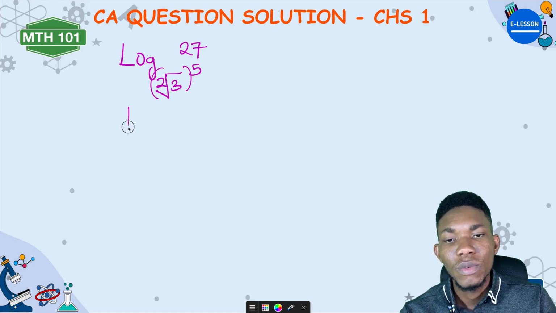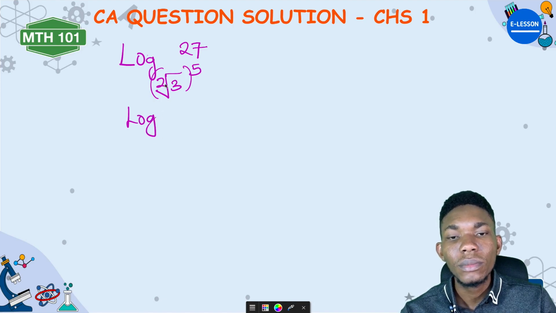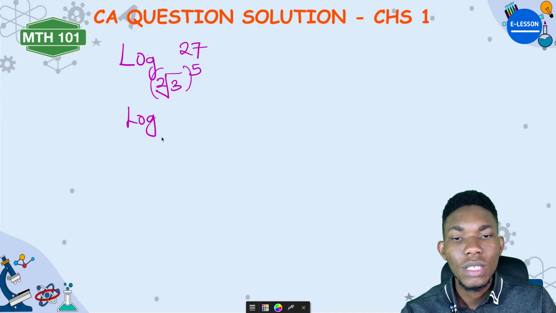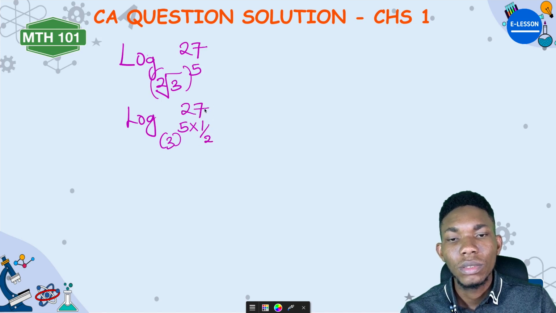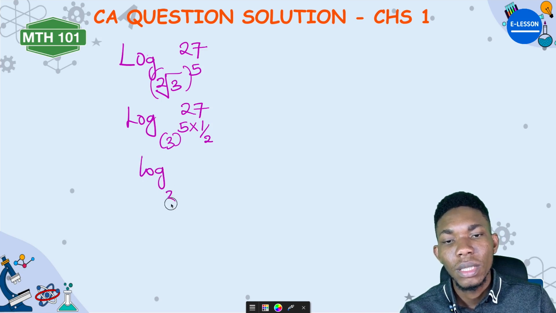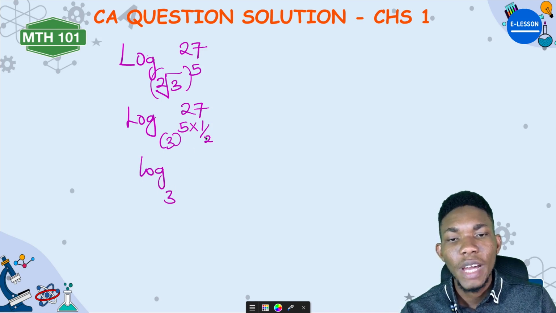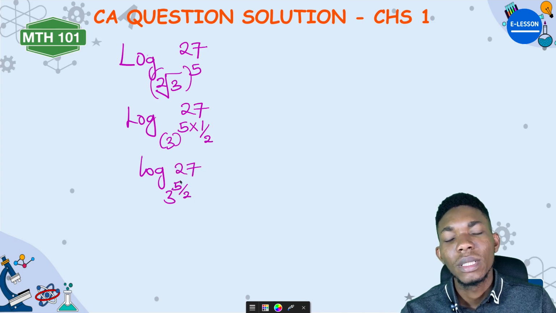So normally, this will give us log. This square root here means 1 over 2. Are you getting it? So this is going to be 3 to the power of 5, which is this power normally, times 1 over 2, all 27. All right? Which is going to give us log 3 to the power of 5 times 1 is 5 over 2, all what? 27. Now, 27 can also be written as 3 raised to the power of 3.